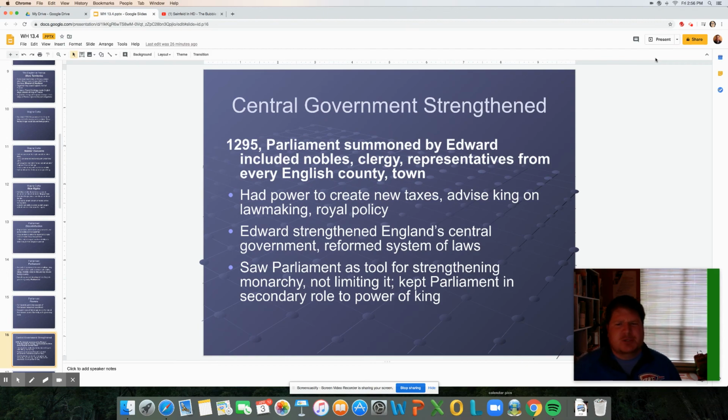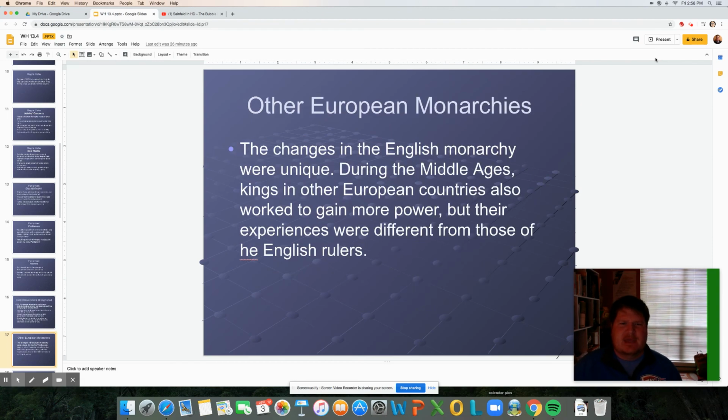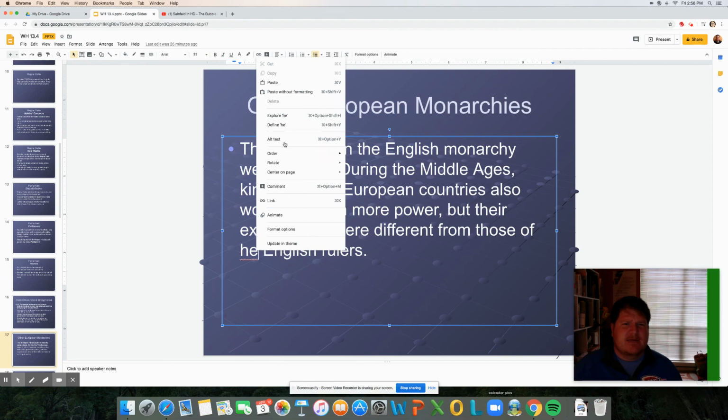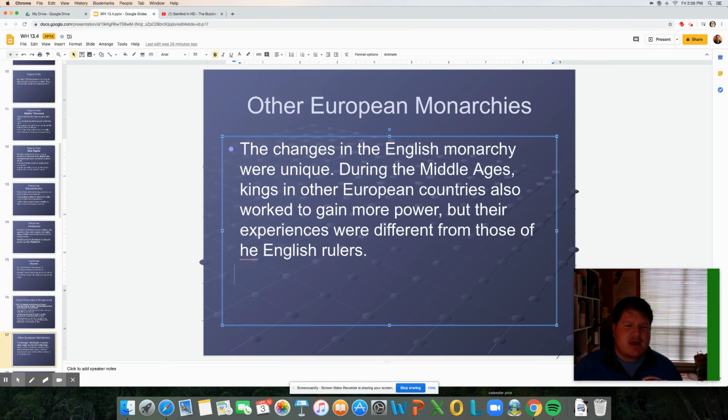We do see Edward strengthen England's government, reforming the laws. He saw Parliament as a tool of strengthening the monarchy and not limiting it. So he worked with it, helping to improve the power of the king. We do see that more changes would come, though, during the Middle Ages.